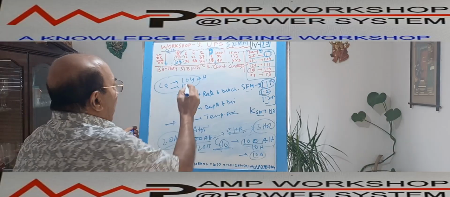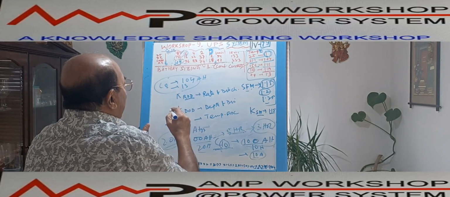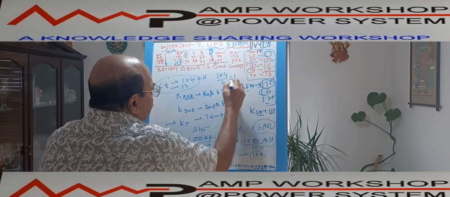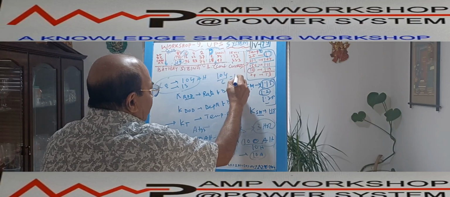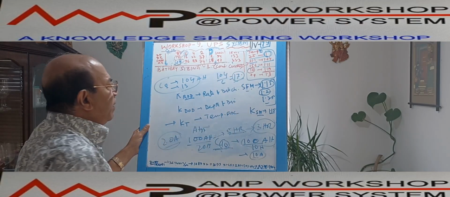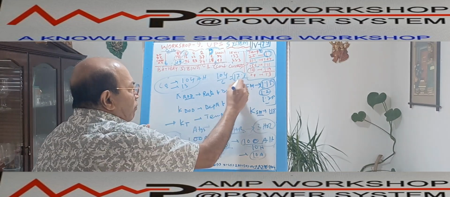It will not give that. Now I am discharging over 6 hours, discharge time 6. That means 104 divided by 6. How much is it coming? 17 point something, right? It should give 17.2 or 17.3 ampere.